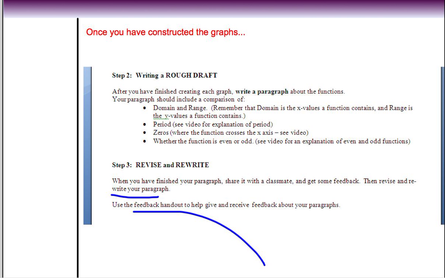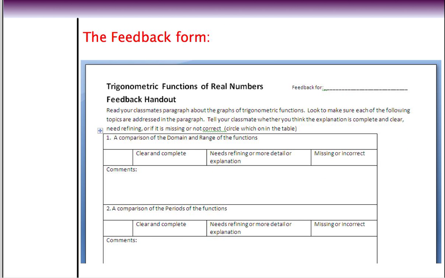I have a little feedback handout that's going to help you look at somebody else's paper and help them use it to give you some feedback. So it covers the four things I want you to make sure that you compare or address in your paragraph. The first of which is talking about the domain and range. So if somebody else is reading your paper and they read what you've written about domain and range, you're like, oh, okay, you're on the right track. It needs some refining. Maybe it needs some more detail. I'd circle that. And then you'd put comments in right here.